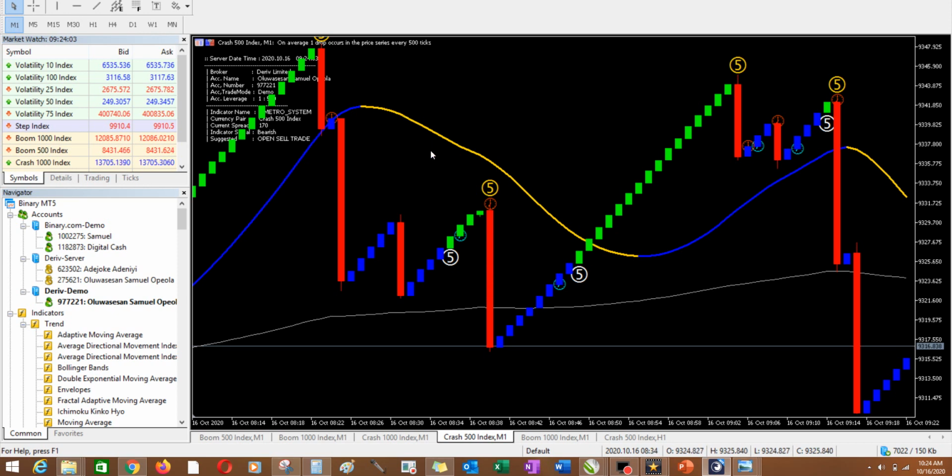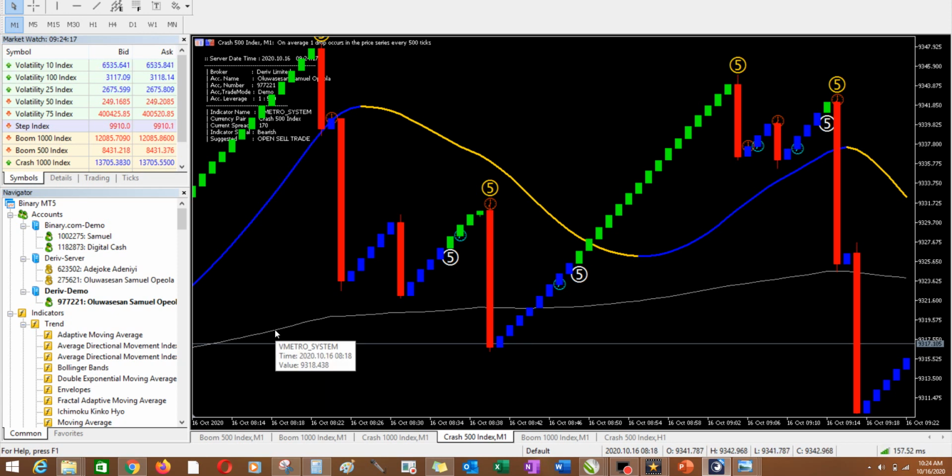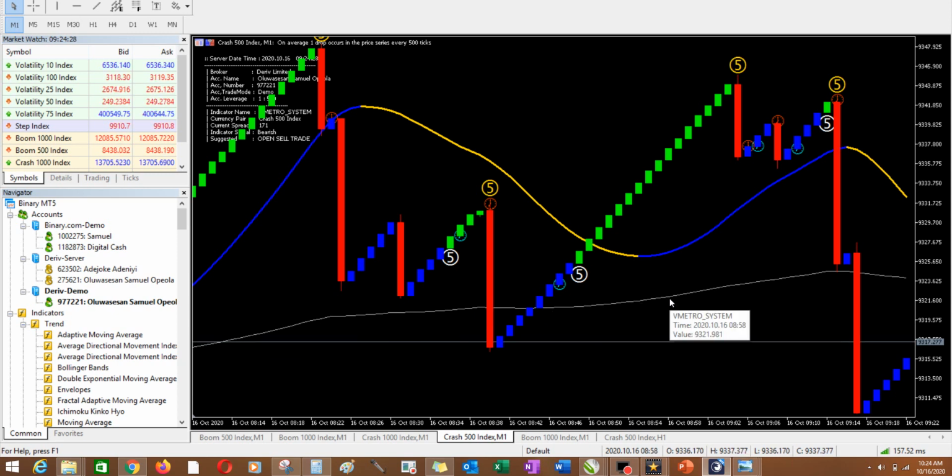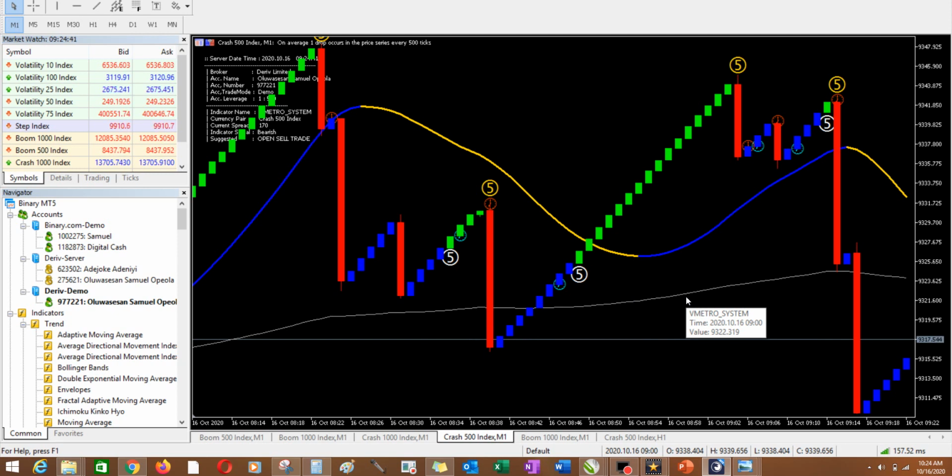Then we also have this line. You can see the line. It changes between blue and yellow. I'm going to tell you the functions of that line. Then there is another thing I want you to see. You can see this faint line. It is gray in color, or a little bit off-white in color. So that is also an indicator, and I will tell you the function of that indicator.